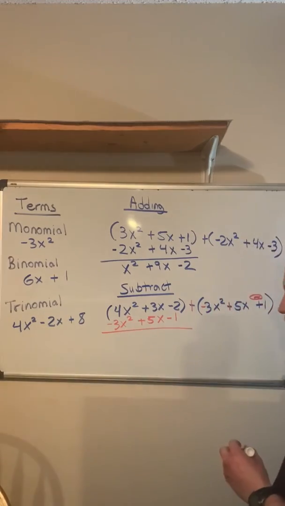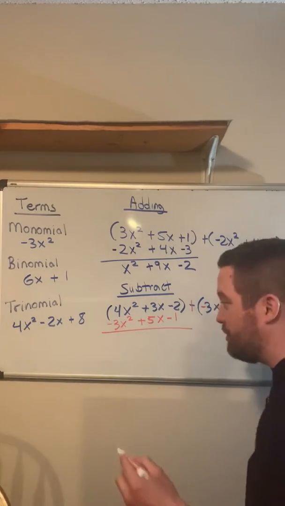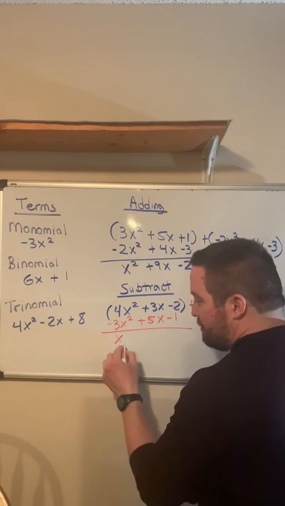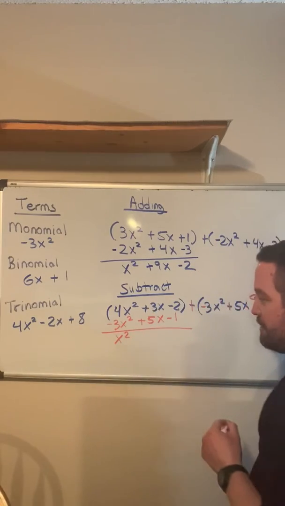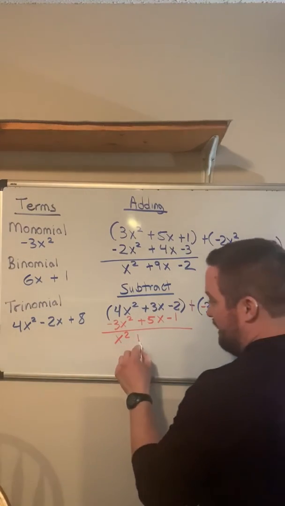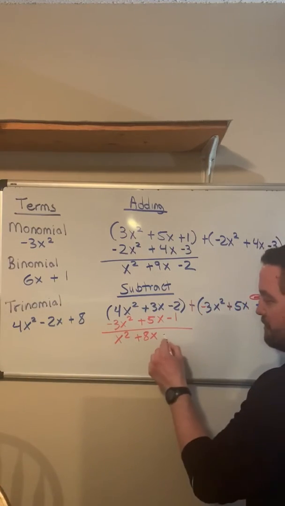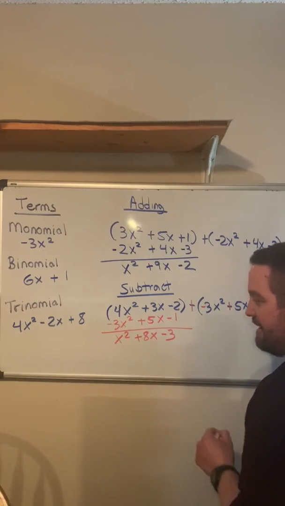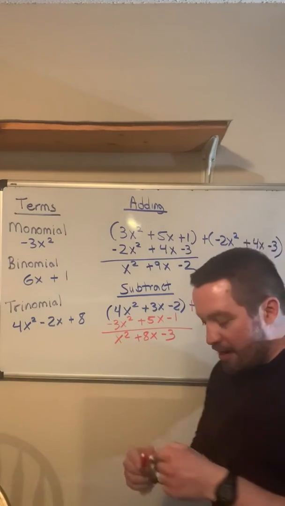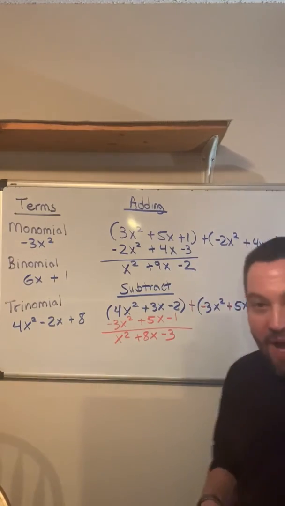So 4x squared minus 3x squared, that gives me x squared. 3x plus 5x gives me an 8x. And then a -2 minus one more gives me a -3. I've got my trinomial, therefore I'm all set.